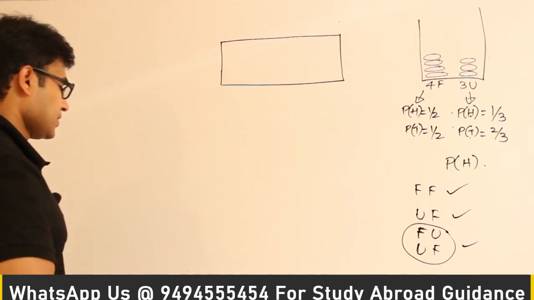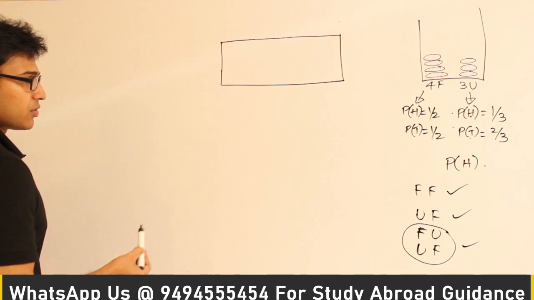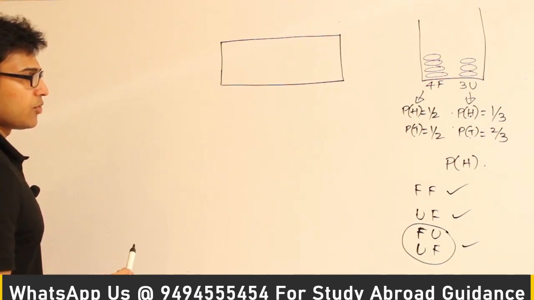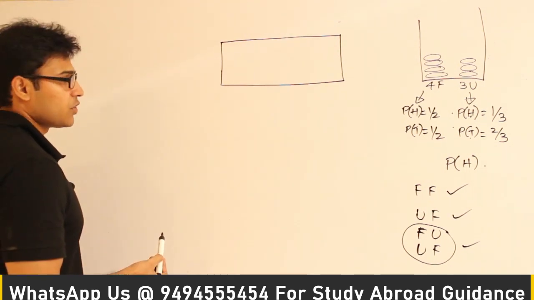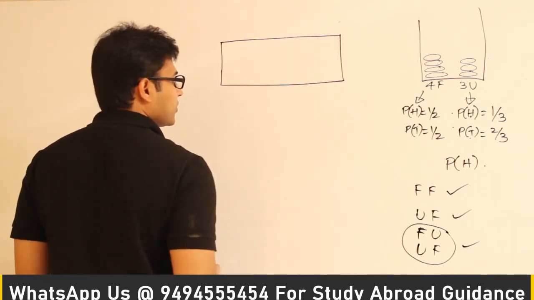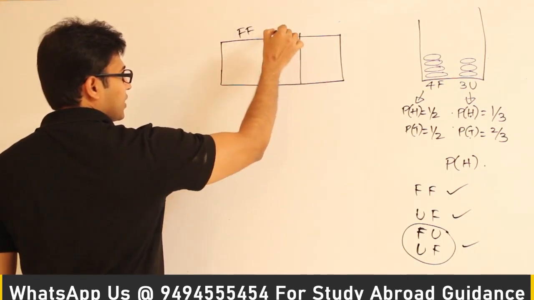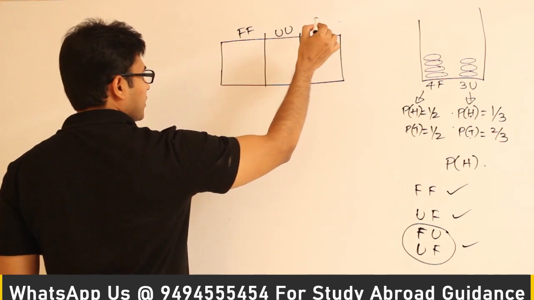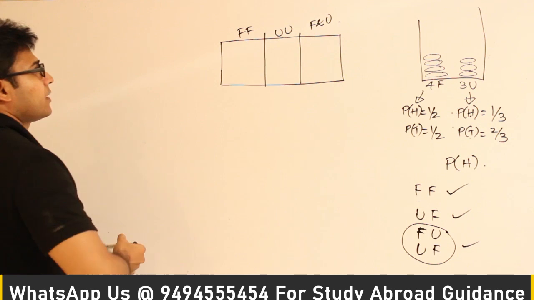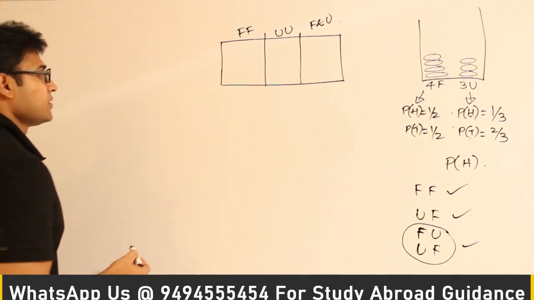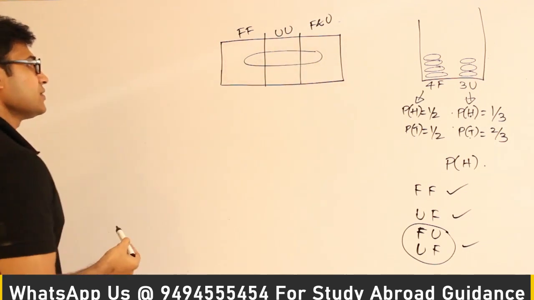So by using the conditional, total probability theorem, you are supposed to divide the sample space into disjoint events. Now one event can be getting two fair coins, another event can be getting two unfair coins, and another event can be getting one fair and one unfair coin, right? And now getting two heads is actually an event which is spread across all these three events.